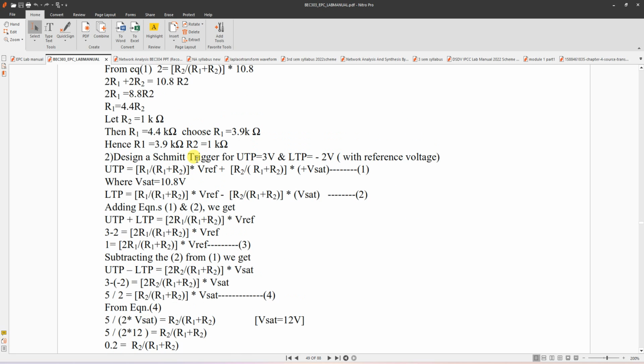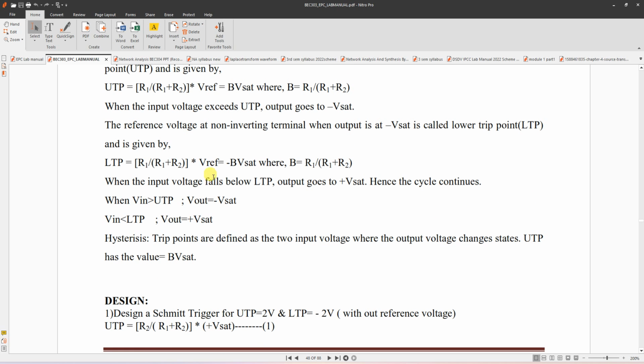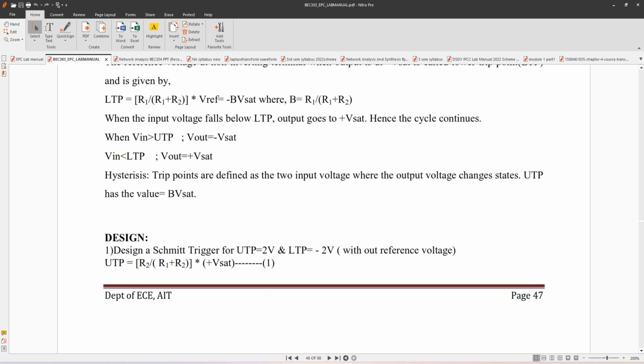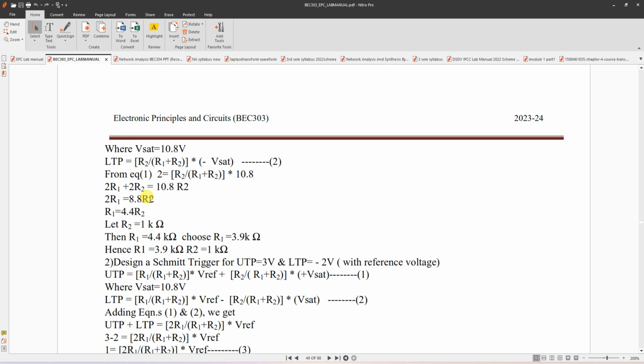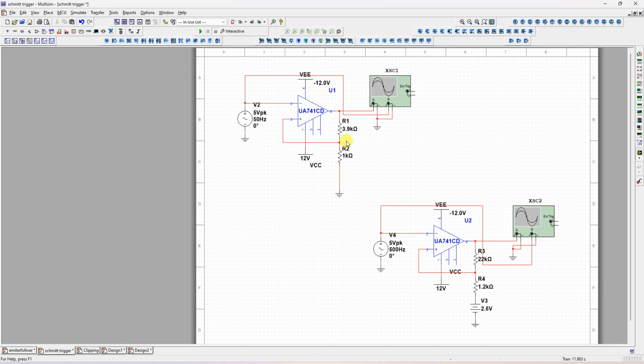Okay. UTP formula you can see here. LTP is R2 divided by R1 plus R2 into minus V naught SAT. UTP is R2 divided by R1 plus R2 into plus V naught SAT. So it is a voltage divider. UTP is R2 divided by R1 plus R2 into V naught SAT. That is nothing but the voltage drop across R2.